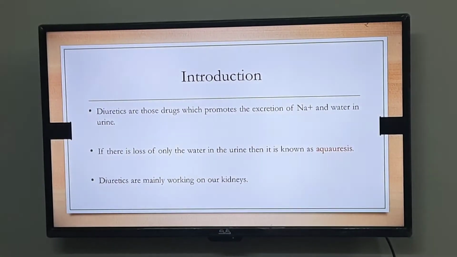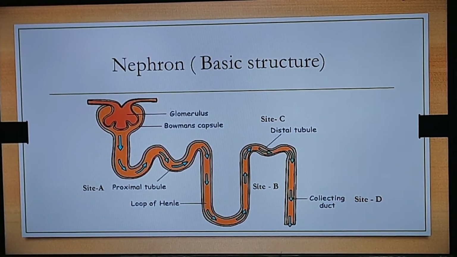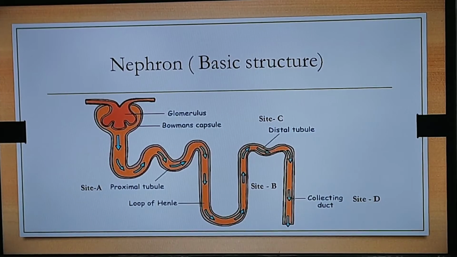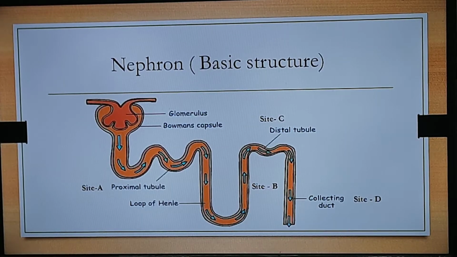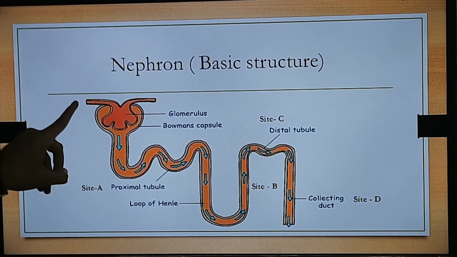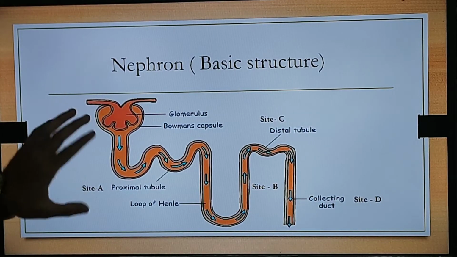Now diuretic agents are mainly working on our kidneys. So now let us move on to our second important segment, that is the basic structure of our nephron. As you can see on your screen, this is representing our nephron. Now the vessel that brings blood into the nephron is known as the afferent arteriole. So this is our afferent arteriole, and from here blood will enter the nephron.